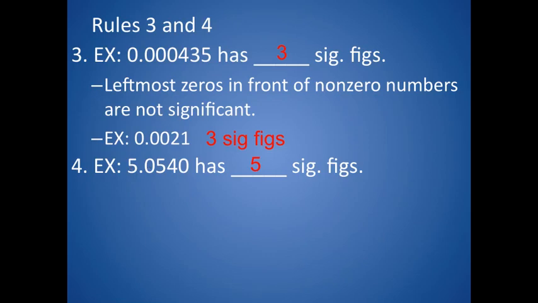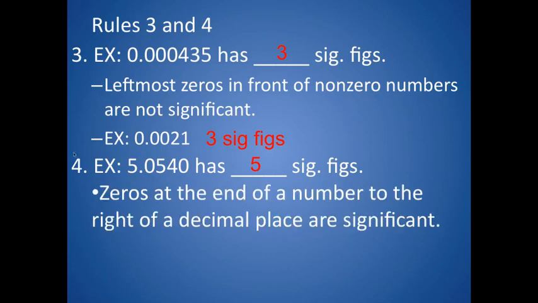1, 2, 3, 4, 5. So all of these are considered significant. This is the guess. If this was a 1, you would count it. So it's just a 0. It happens to be a 0. That's it. So 5 significant figures. Here's the rule. Zeros at the end of a number that are to the right of the decimal place, so this is the decimal, it's right of the decimal, those are considered significant. You count those.